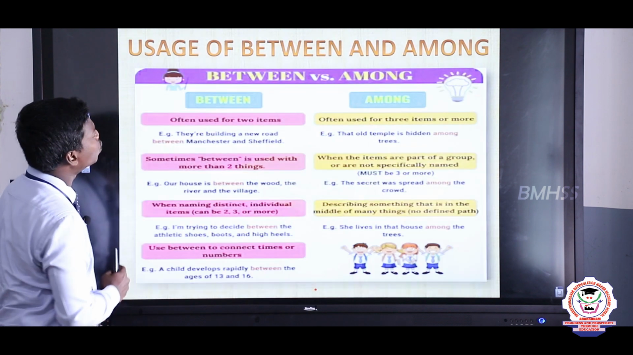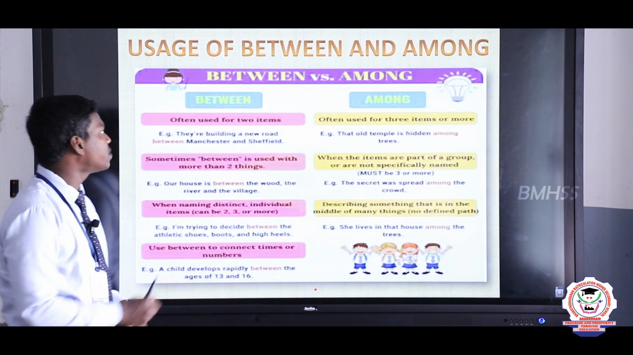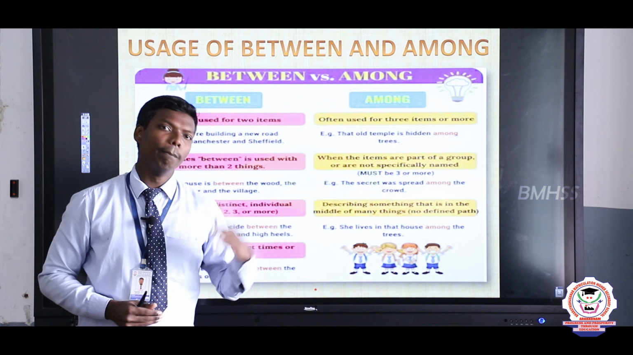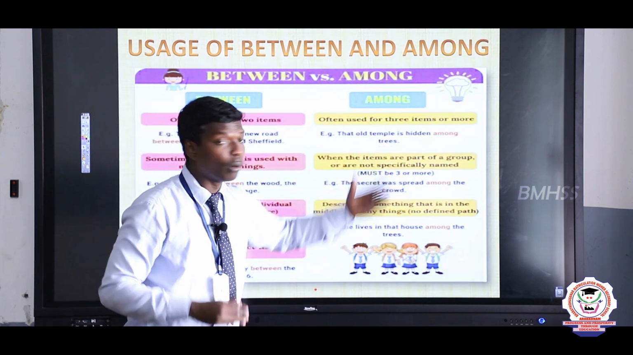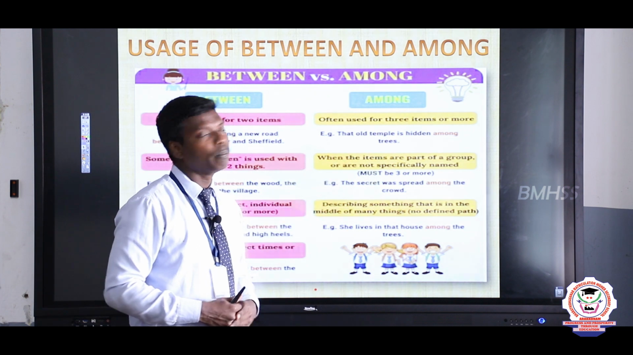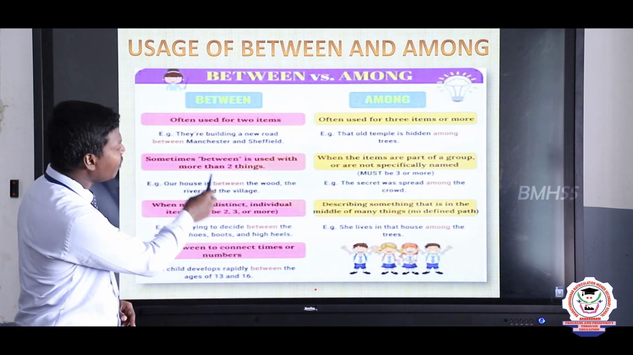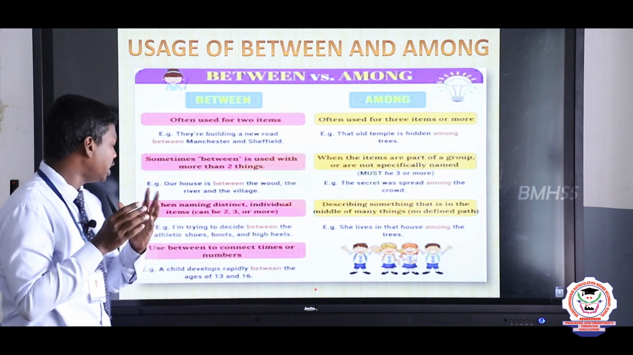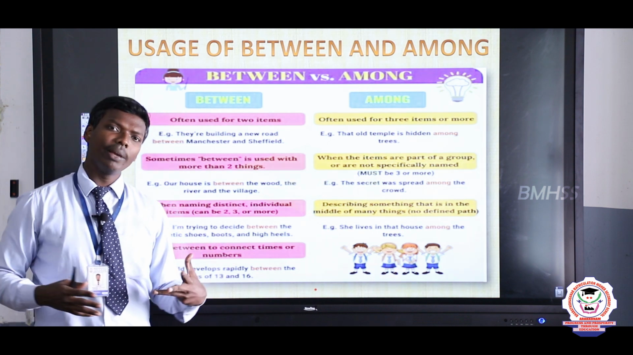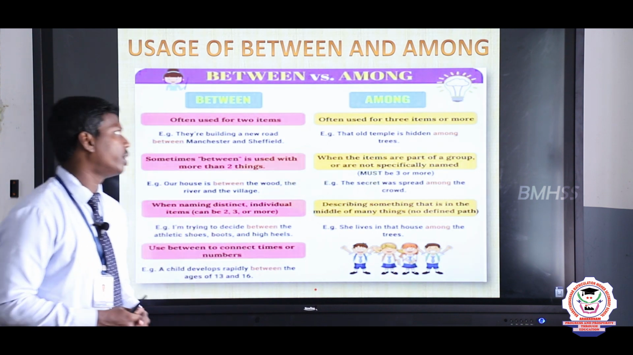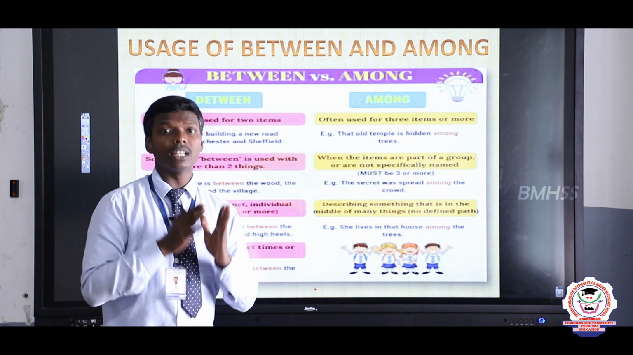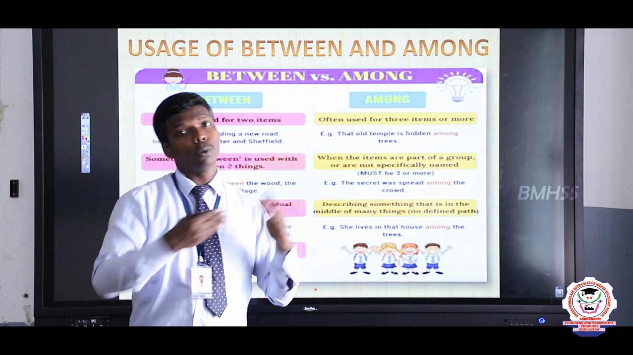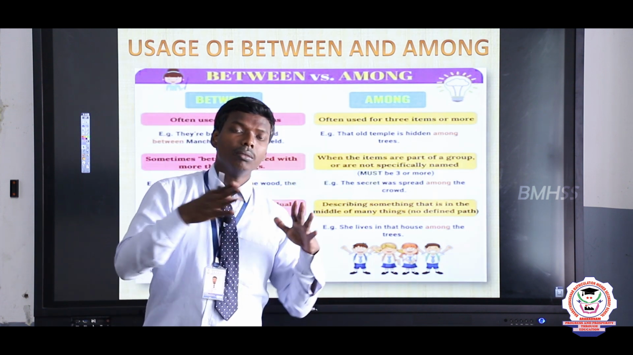And next we shall move to the usage of between and among. Students, whenever we refer to something between two things, we use between as the preposition. When we talk something about more than two, we use among as the preposition. Sometimes between is used with more than two things. For example, whenever you are referring to distinct values or individual items, maybe 2 or 3 items will be coming, we will be using between as the word. But generally you must know that between is the preposition which is used when we refer to two things, whereas among is the preposition we use when we refer to more than two things.